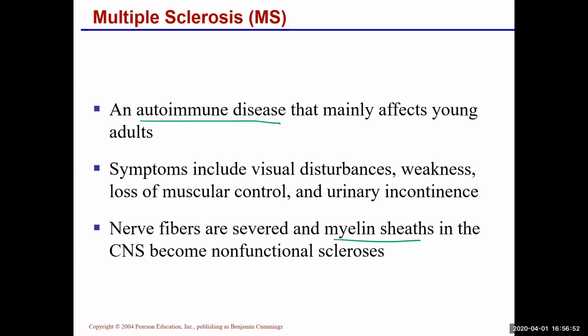There's no cure for it. There are all kinds of immune suppressant drugs to slow down the process, but the immune system is continuously attacking our own cells. And that's called autoimmune disease. Multiple sclerosis is basically involved with the myelinated sheaths that we discussed.